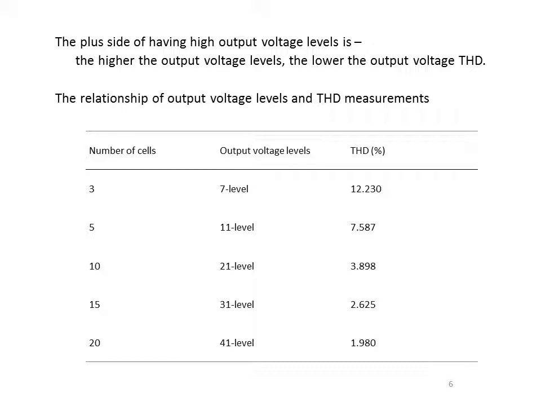As we can see in this diagram, the plus side of having high output voltage levels is that the higher the output voltage levels, the lower the output voltage THD. So as we can see in this table, as we increase the number of output voltage levels, the total harmonic distortion percentage is reduced.